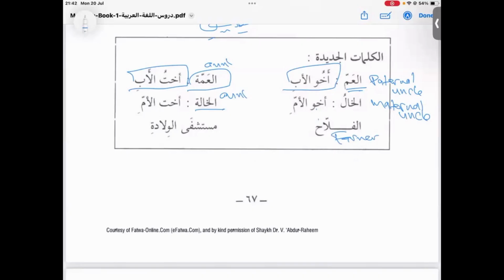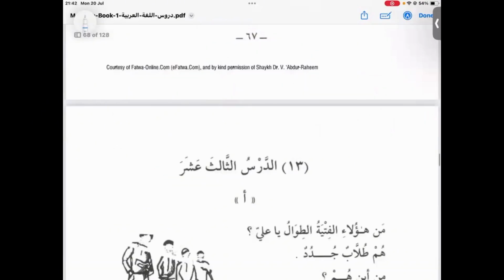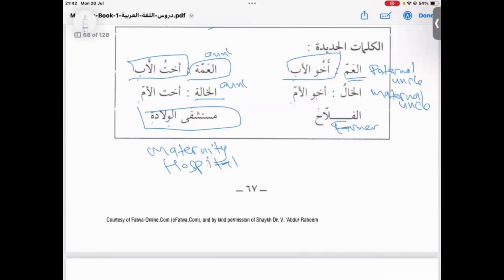Mustashfa al-wilada, maternity hospital. These are all idafa. Akhul ab, brother of the father. Akhul um, brother of the mother. Ukhtul ab, sister of the father. Ukhtul um, sister of the mother. Mustashfa al-wilada, hospital of birth, أي maternity hospital.